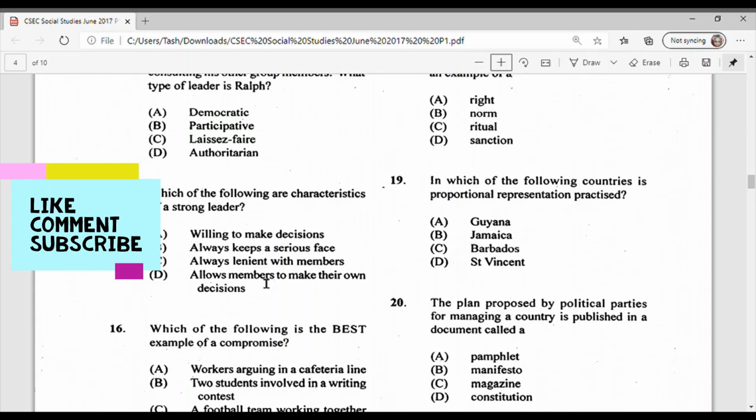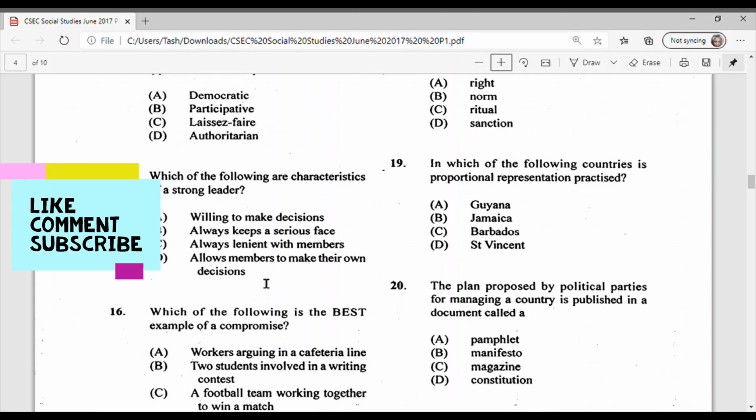Number 15. Which of the following are characteristics of a strong leader? A strong leader is A. Willing to make decisions. Yes. Always keeps a serious face. No. Always lenient with members. No. Allows members to make their own decisions. Not necessarily. So for 15, our answer would have been letter A. The strong leader is usually willing to make decisions.